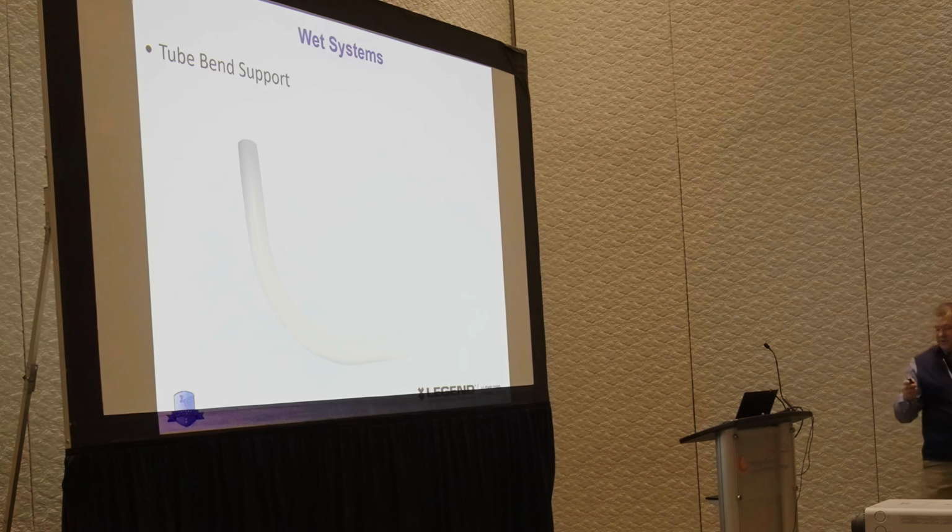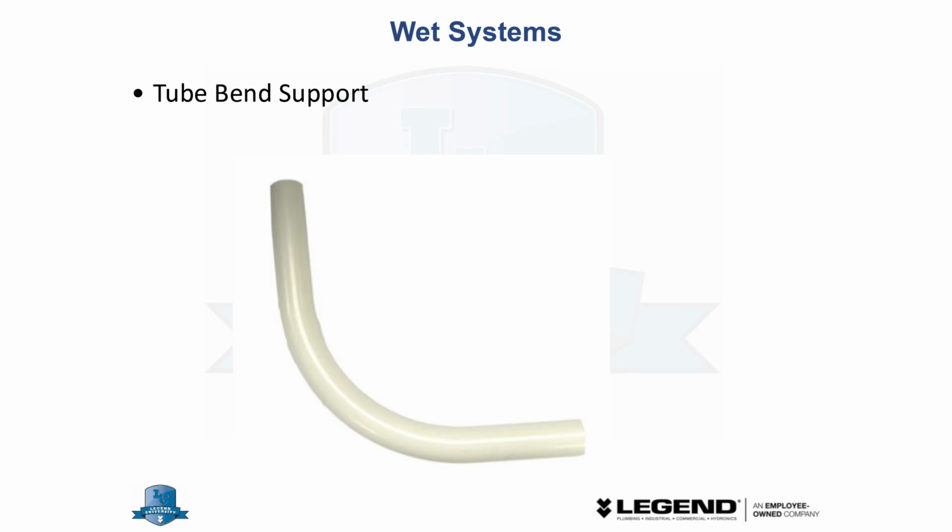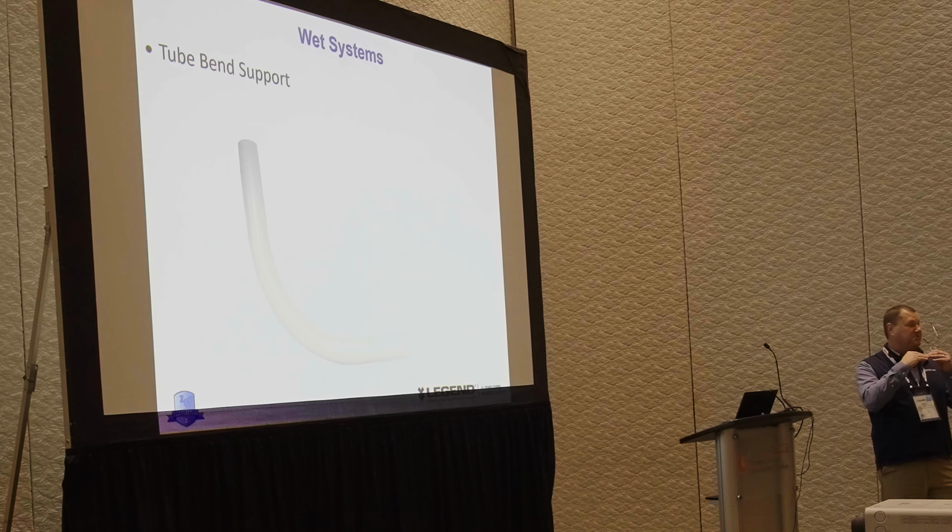Tube bend supports are a huge deal. For the same reason we talked about protection sleeves anytime there's a control crack joint. If you don't put these tube bend supports where that tubing comes through cement, that cement connection right there where the tube comes out is going to be razor sharp.